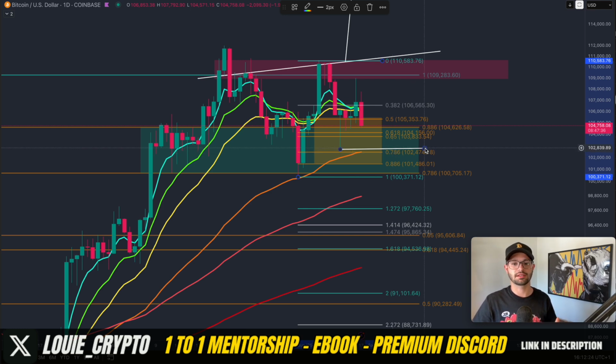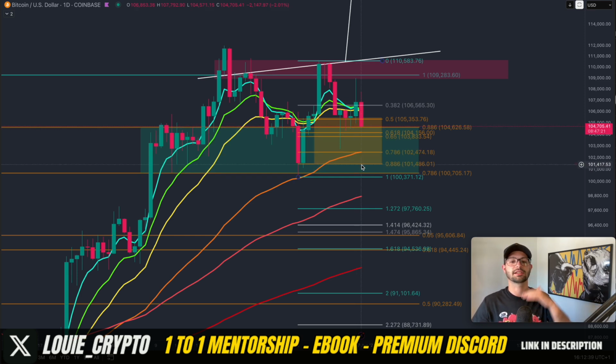So this is essentially the lowest we really want to see bodies getting down to. We don't want to see any closes underneath this area. It's fine to have a candle throughout its day going under, but for that daily candle close, it needs to get back above. Guys, that is it from me today.